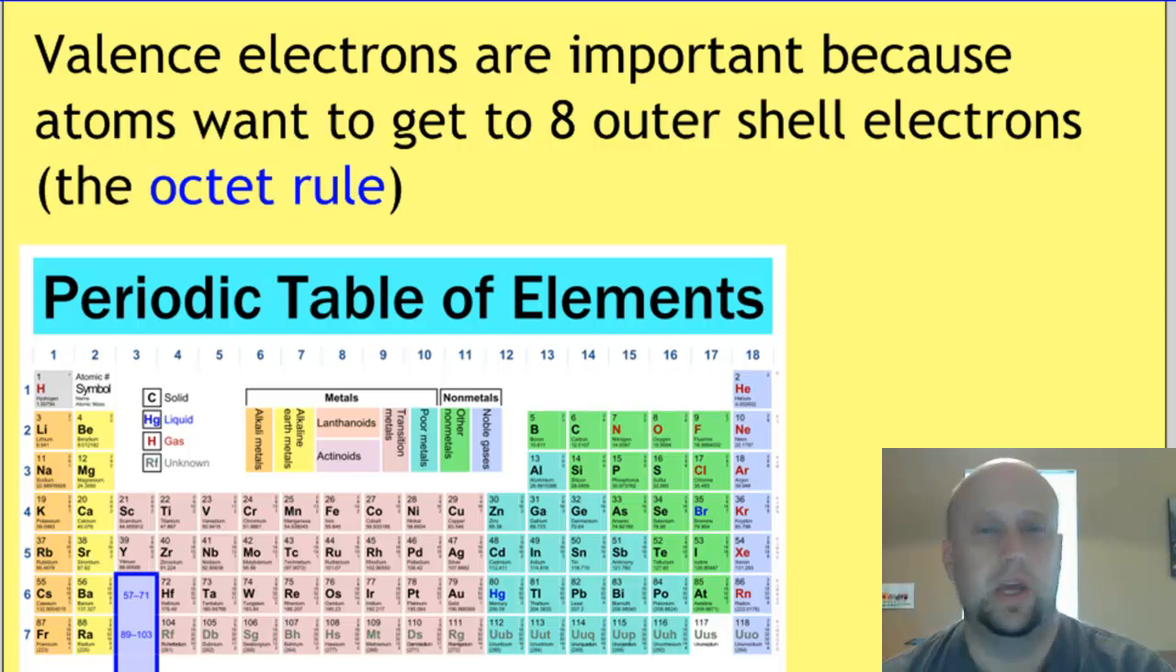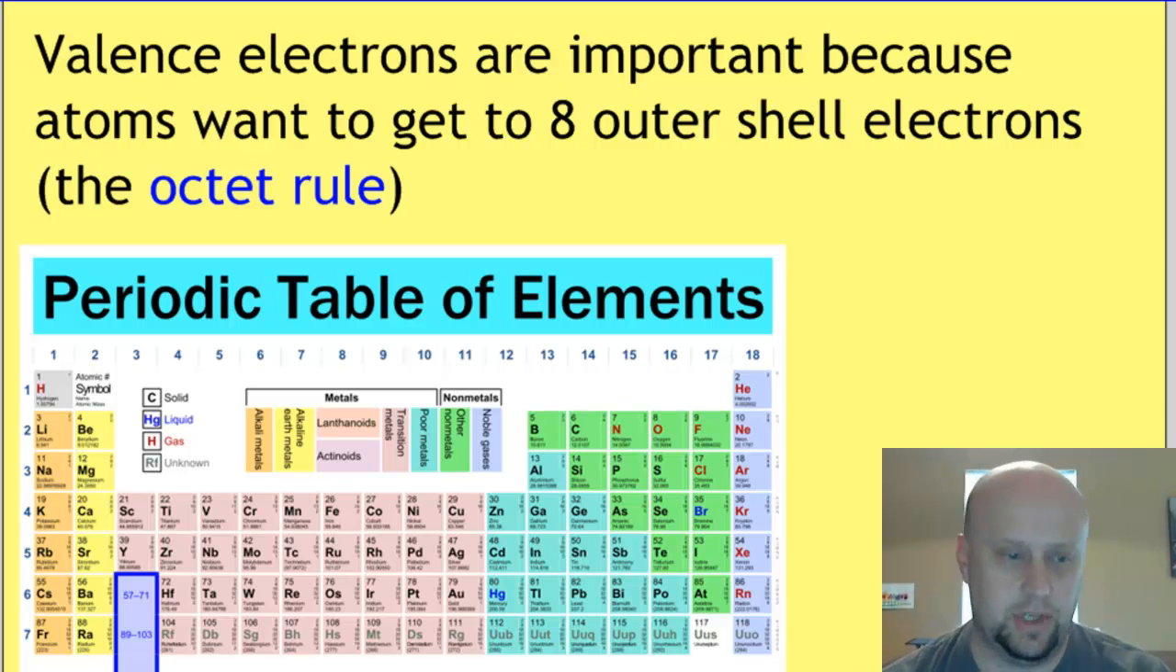Okay, so valence electrons, why is this so important? Because in the outer shell, every atom wants to get to 8 outer shell electrons. It wants 8 valence electrons. And that rule has a special name. We call that the octet rule. Okay? So it's pretty important.